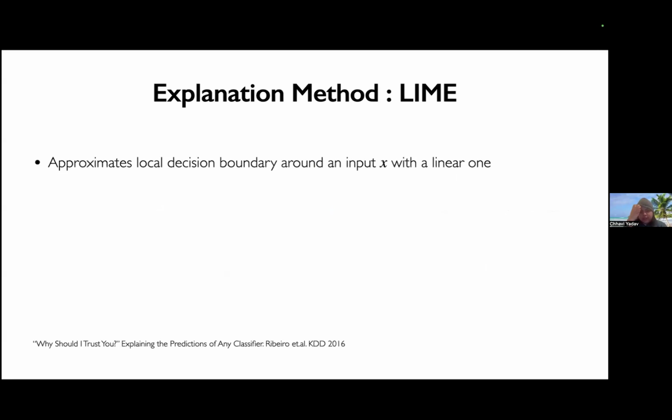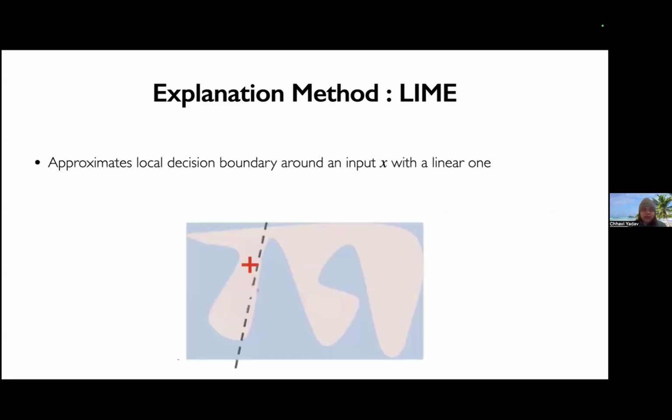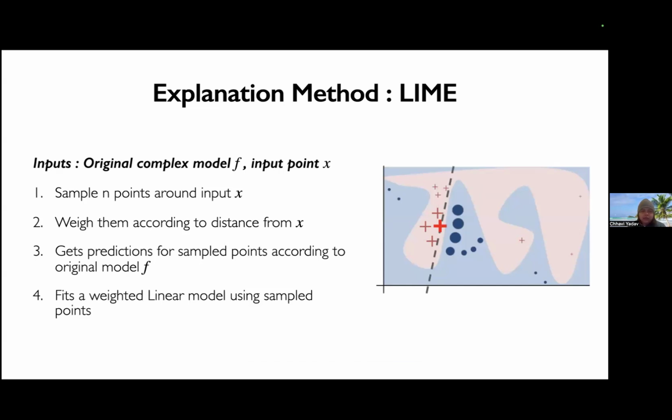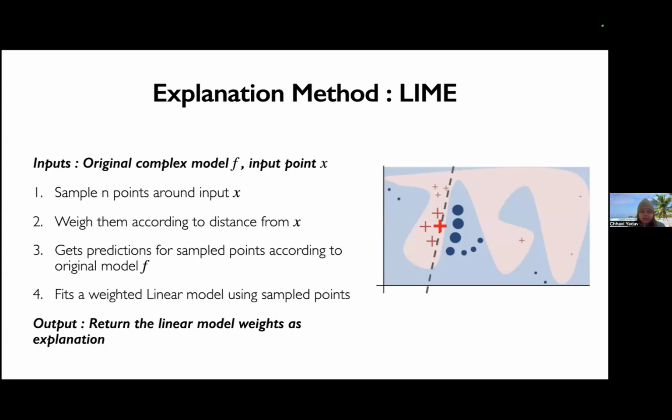And what is the explanation method that we use in the paper? So we use LIME. It approximates the local decision boundary around an input X with a linear one. The original decision boundary can be nonlinear, but we're trying to approximate it locally with a linear function. And the weights of the linear classifier are used as explanations in LIME. This is a very simple view that we are using. The way LIME works is, given an input X, you sample n points around it, you weigh them according to distance from the input point, and you get predictions for these sample points according to the model F, and then you fit a weighted linear model using the sample points, and you return the linear model weights as the explanation.